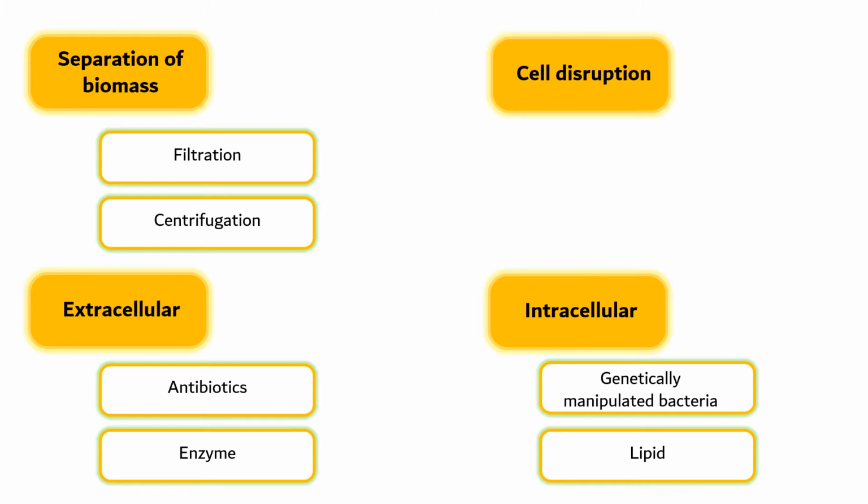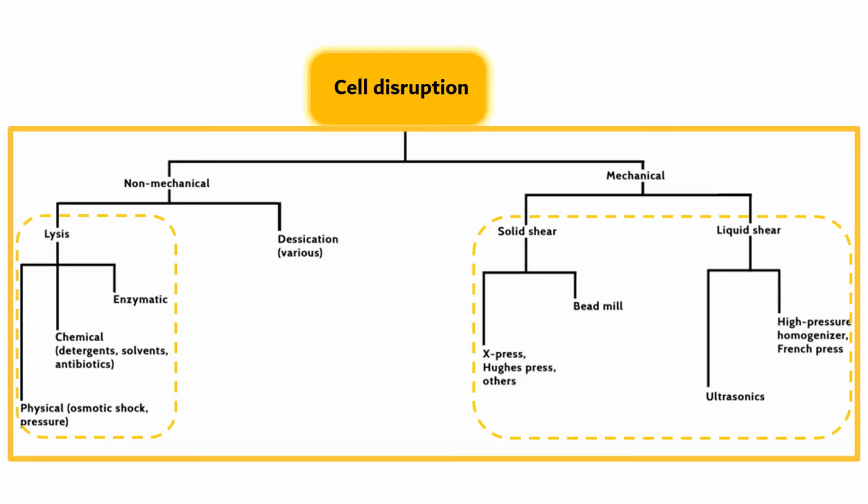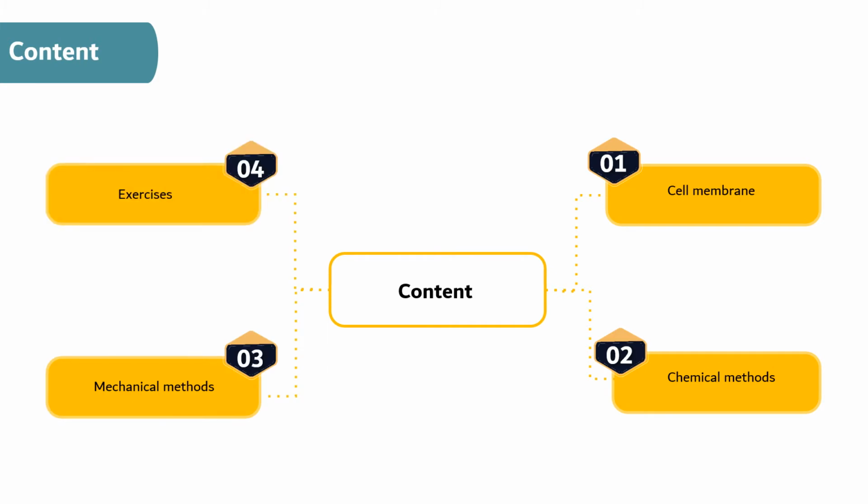Cell disruption is required to rupture the cell wall in order to release the trapped bioproducts, which is the subject of this module. Disruption of cells can be carried out using chemical methods and mechanical methods, which will be discussed in this module. In this module, we will discuss first, cell membrane, second, chemical methods, third, mechanical methods commonly used at larger scales, and last but not least, exercises.